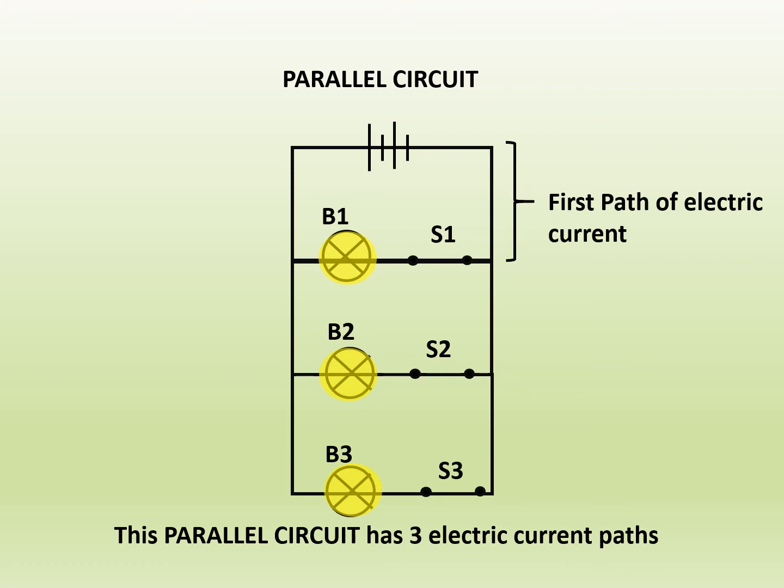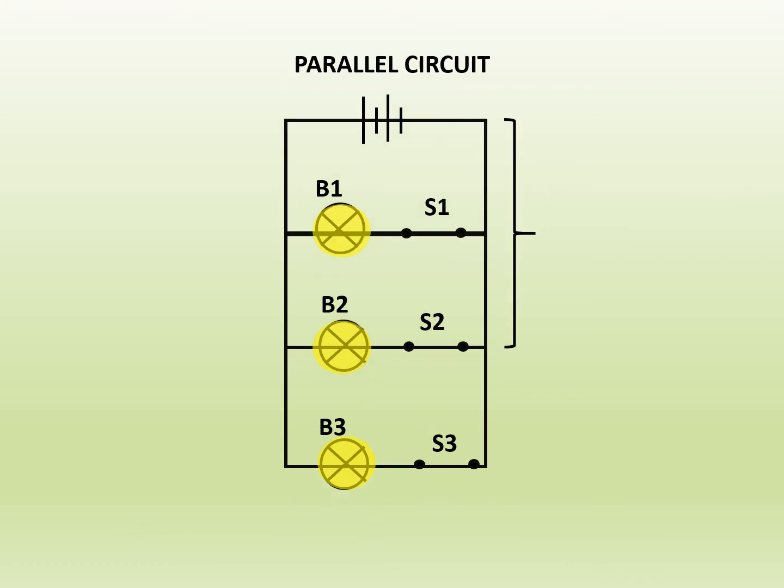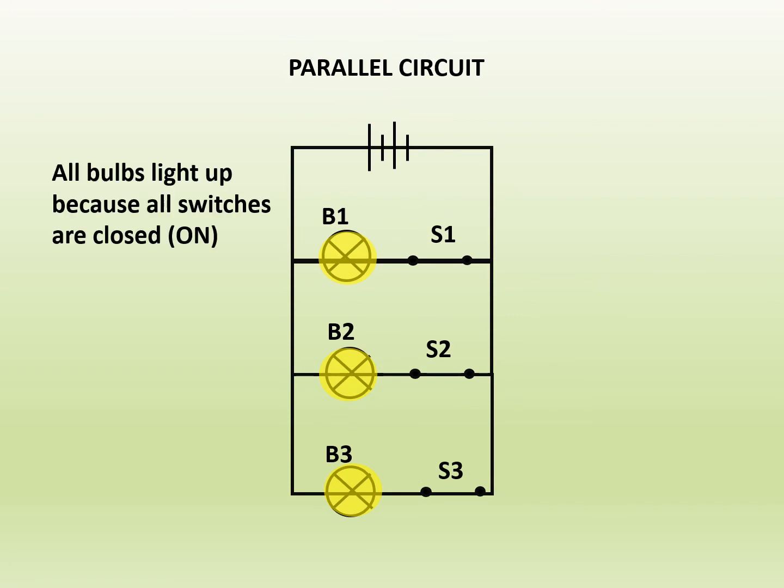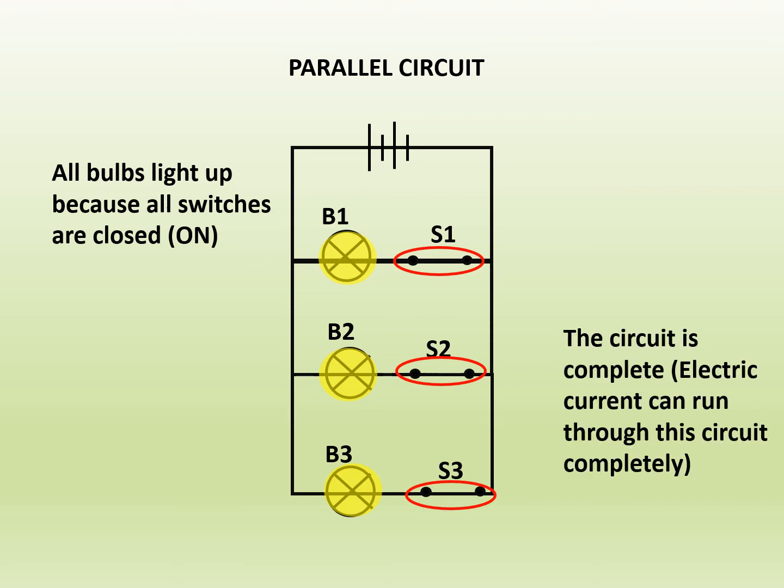This is the first path of electric current. And this is the second path of electric current. And this is the third path of electric current for this parallel circuit. All the bulbs in this circuit light up because all the switches are closed, meaning the switches are all on. So the circuit is complete, where the electrical current can run through the circuit completely.